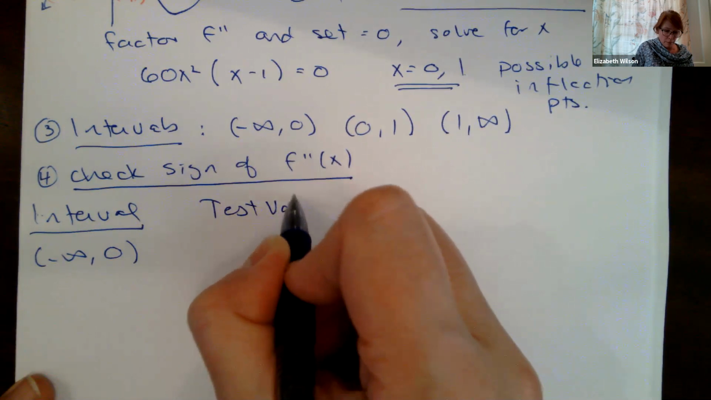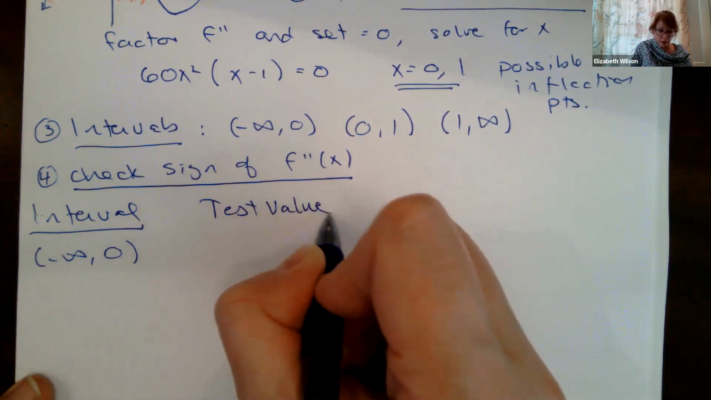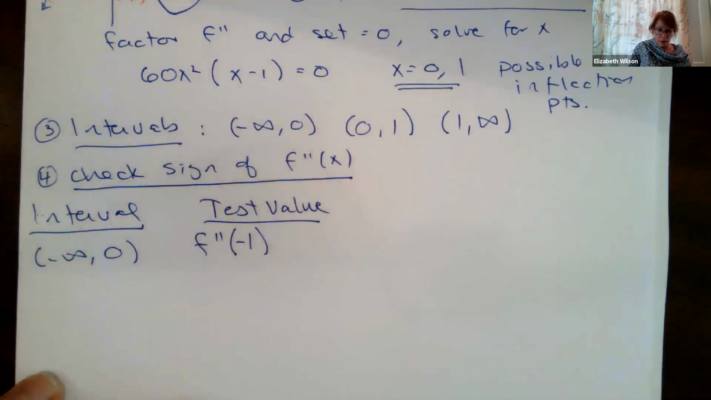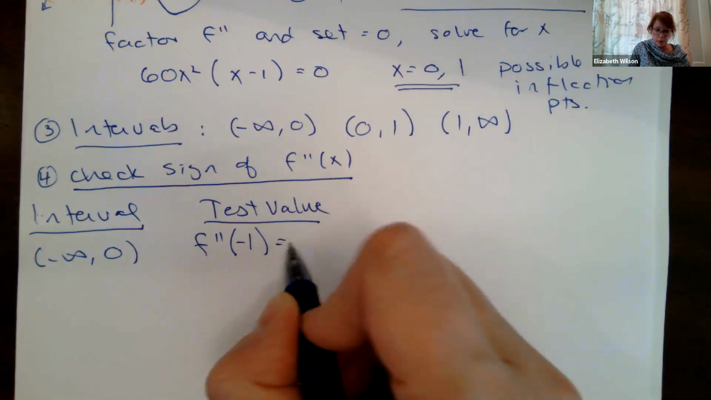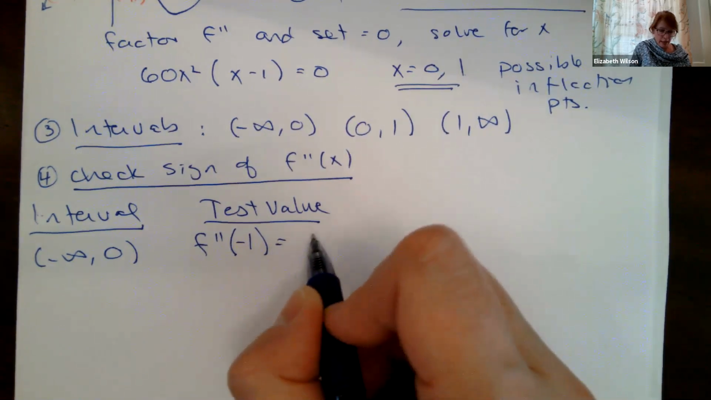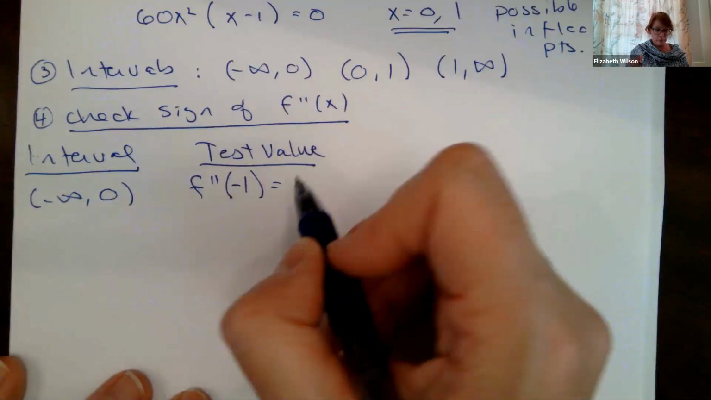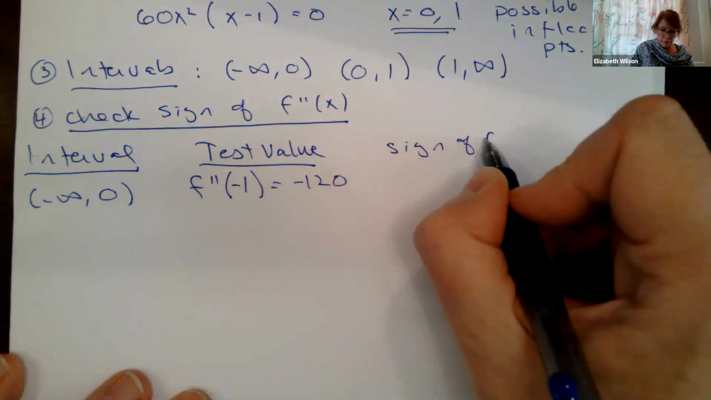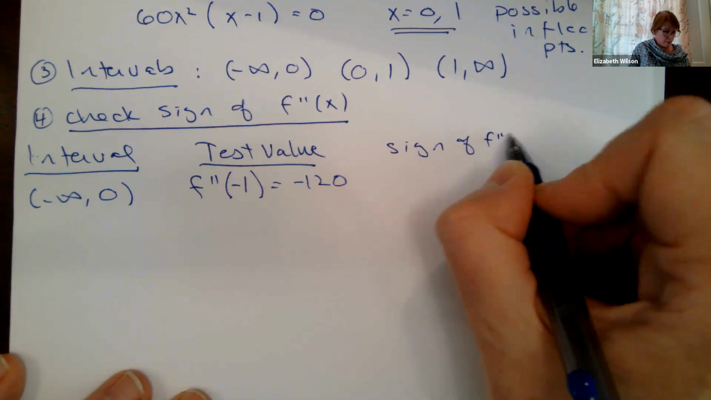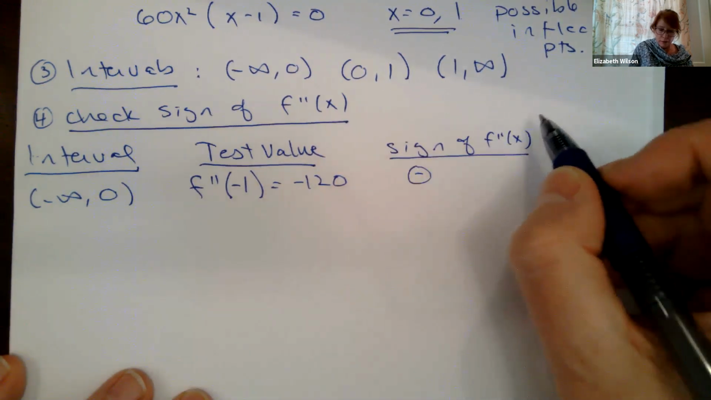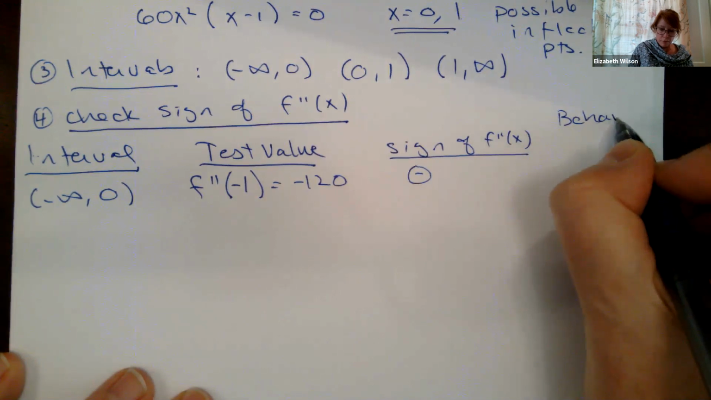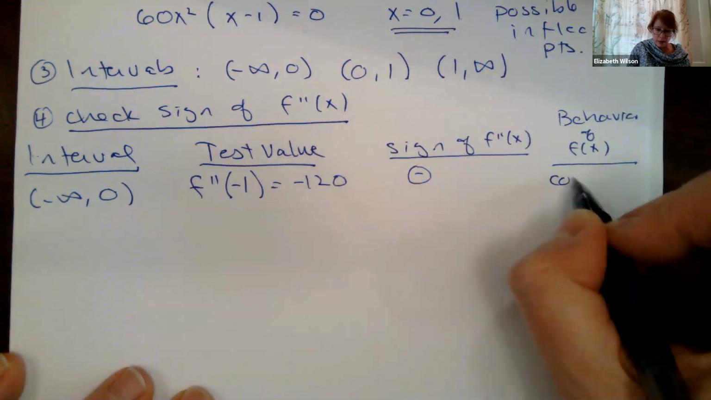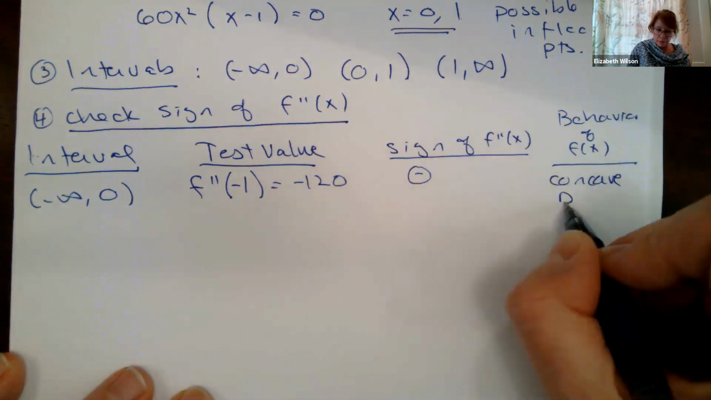So my second derivative evaluated at a value of -1, which is within that interval. I take -1 and plug it into here, and I'm going to get -120. So now, what do I see? The sign of my second derivative is negative. So what does that mean for the behavior of my function? If I have a negative second derivative, it means I've got concave down.